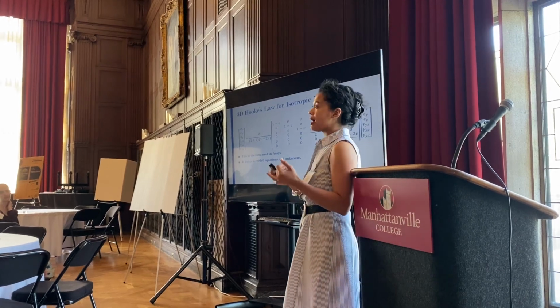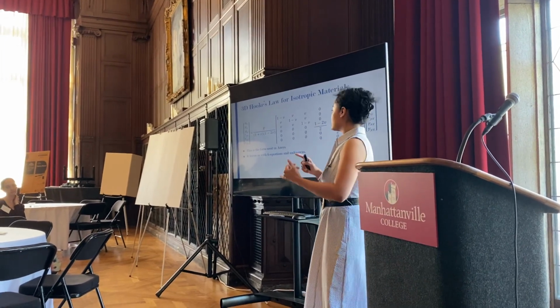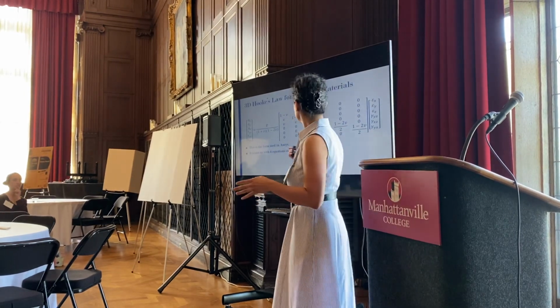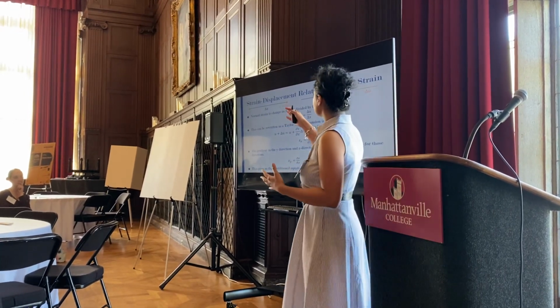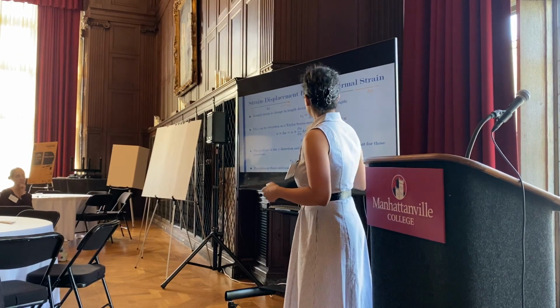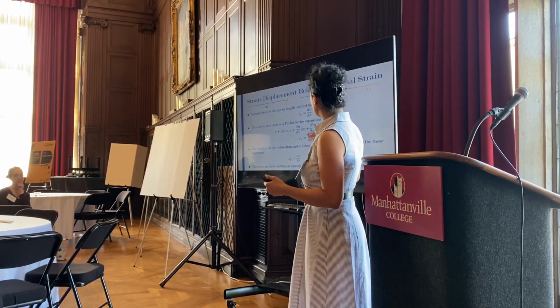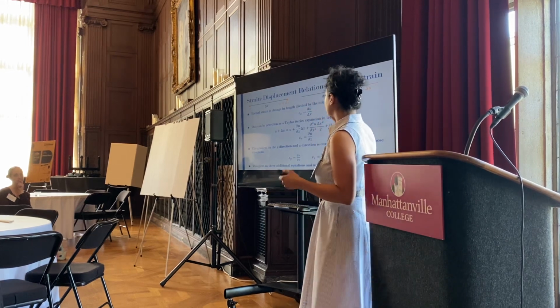Thus far, we have, from our previous set of equations, 9 equations and 12 unknowns. Still not enough to solve our system. And because of that, we use our strain displacement relations. First, we're starting out with the normal strain. The normal strain is the change in length over the original length.